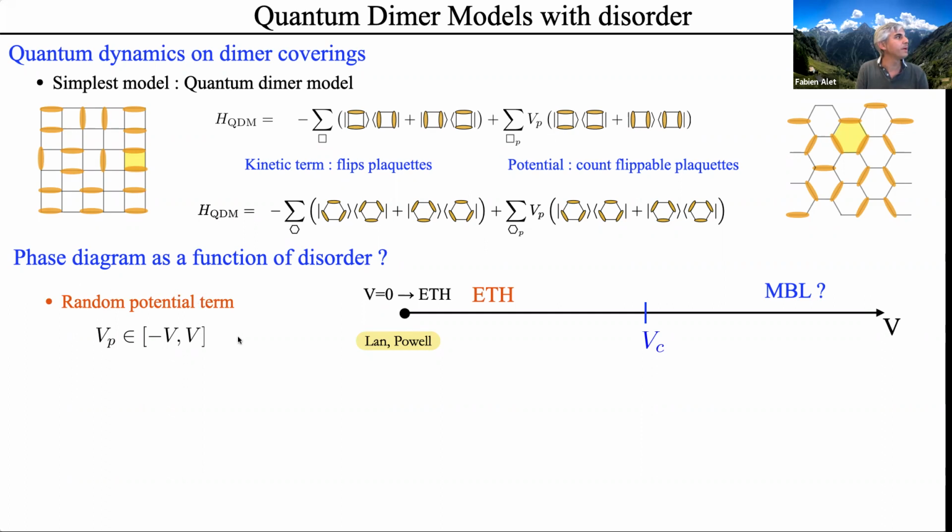So what can we expect? We will scale the disorder in this way. We'll take a uniform distribution between -V and V, and we will try to draw hypothetically this phase diagram as a function of disorder, assuming that the kinetic energy is scaled to 1. We know that if there is no disorder, that's a nice work by Xiao and Stephen, there's ETH. Even though it's a constrained model, you can show that ETH is valid. So we kind of guess, maybe what we hope, that if the disorder is strong enough, the system will many-body localize.